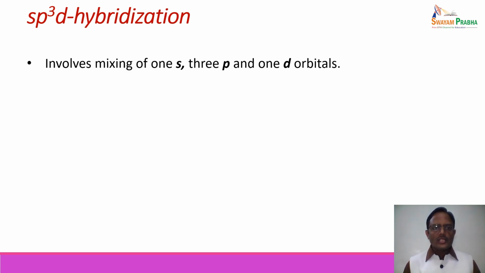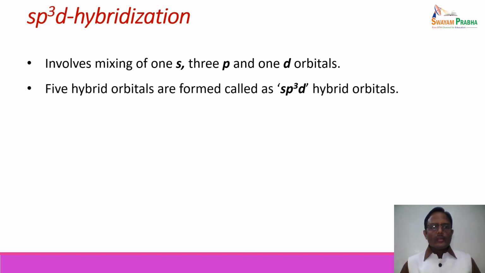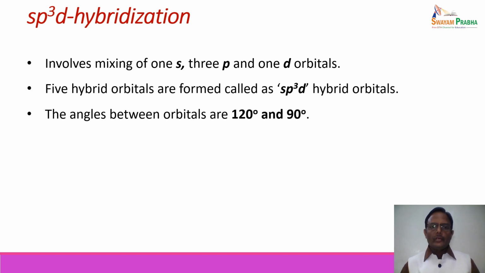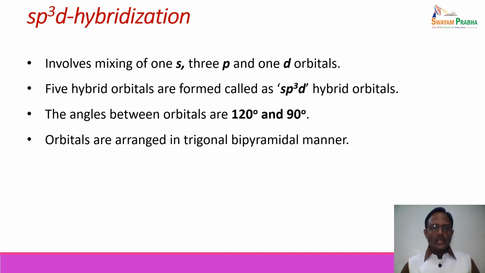Next type of hybridization is sp3d hybridization. In case of sp3d hybridization, there is a mixing and recasting of 1 s orbital, 3 p orbitals and 1 d orbital. Now the 5 hybrid orbitals are formed and each of them will be called an sp3d hybrid orbital. The angles between orbitals will be 120 degrees and 90 degrees. They are non-equivalent. These orbitals are arranged in a trigonal bipyramidal manner.